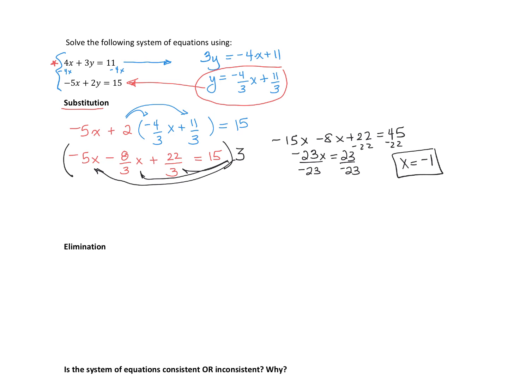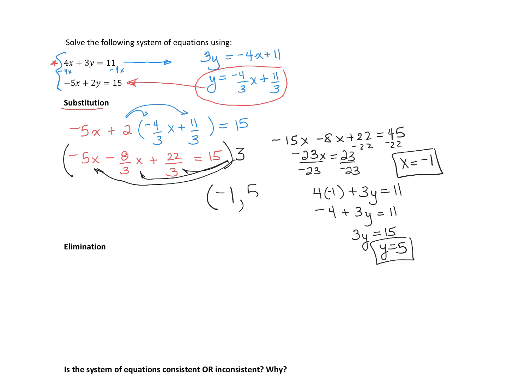Now that I have x equals negative 1, I can plug that into either one of the original equations. I'm going to use the top equation, 4 times negative 1 plus 3y equals 11. So we'll multiply the 4 and the negative 1. 3y equals 15, and y is equal to 5. So our solution is the ordered pair x, which is negative 1, and y, which is 5. So you'll notice in this one we had to use a lot of fractions, at least at the beginning, until we kind of simplified it.